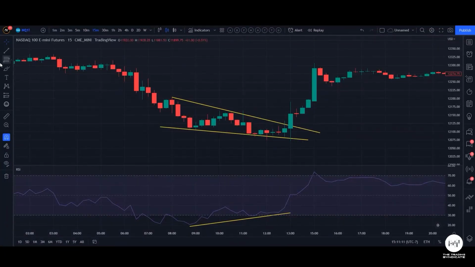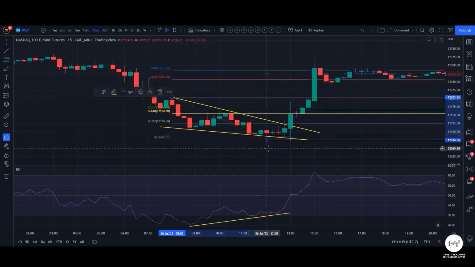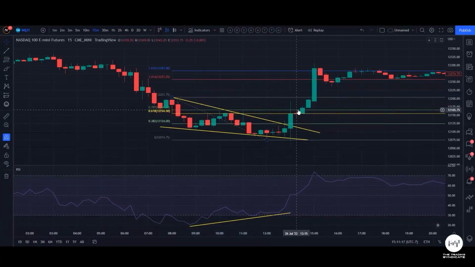Once you guys see that occur, then you can look to take an entry by using your Fibonacci retracement tool. Go from the high of the pattern to the low of the pattern, and where you're looking for that entry point is with the candlestick close above the 0.707 level. When you get that candlestick close above the 0.707 level, take an entry to the upside, and you're looking to set your stop loss at the pattern low and take profit at the 1.414 and 1.618 levels of retracement.